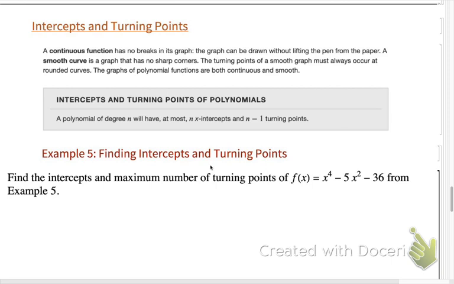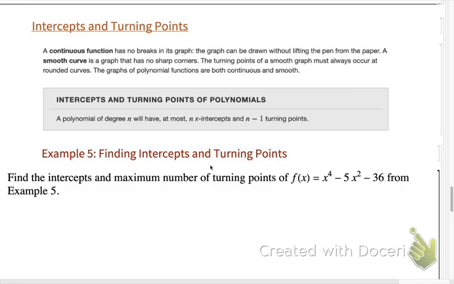Now, in the box below, intercepts and turning points of polynomials, it turns out that a polynomial of degree n, or the highest power of x is n, will have at most n x-intercepts and n minus 1 turning points. So that means a polynomial function of degree n will never cross the x-axis more than n times and will never turn more than n minus 1 times.